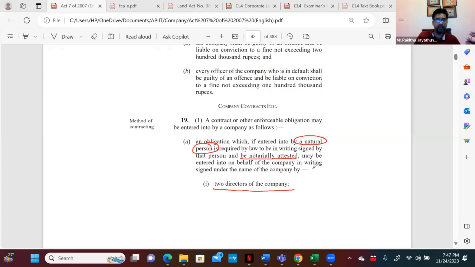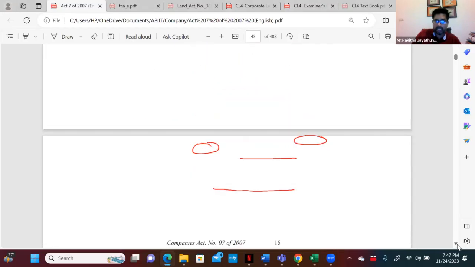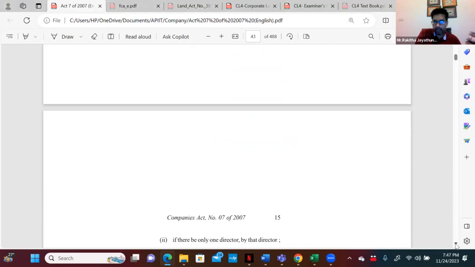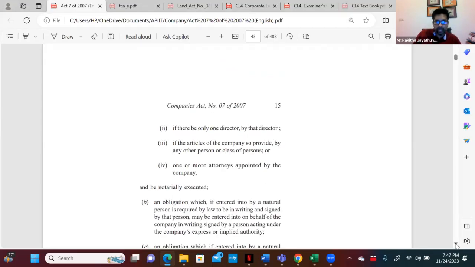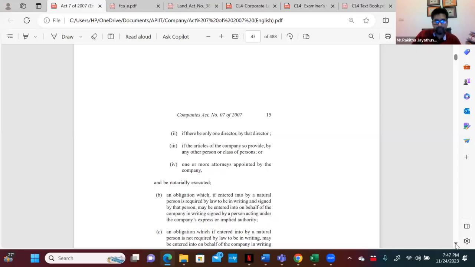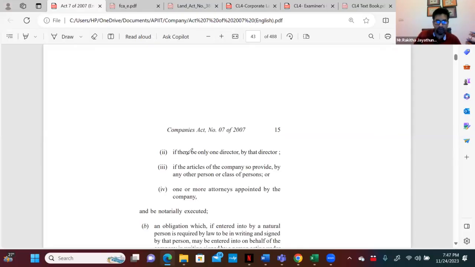It may be entered into on behalf of the company in writing, signed under the name of the company by 2 directors of the company. But if there be only 1 director, by that director. You can reproduce it, and shorten it if it is too long, but otherwise you can just reproduce the same thing. Sometimes the directors may be abroad, so you can't find directors. Then, if the articles of the company so provide, by any other person or class of person.